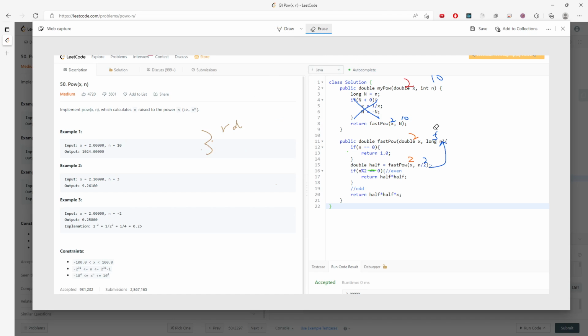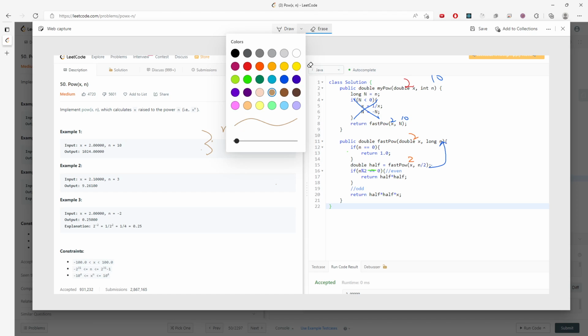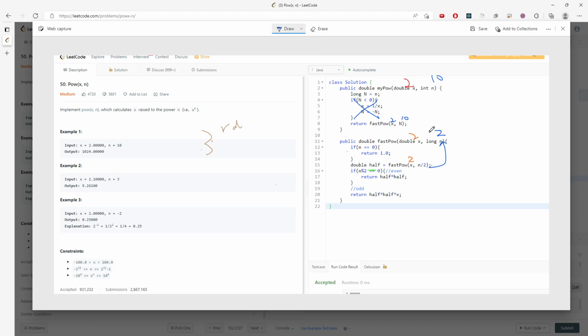And then now I need to change my exponent to 2. So again, 2. Does my n equal to 0? No, right? So I'm not coming to here. And then let me just write down my number so I don't forget. So now I need to know what is n divided by 2 again. So this is 1, so I call function. So this is going to be 1, right?